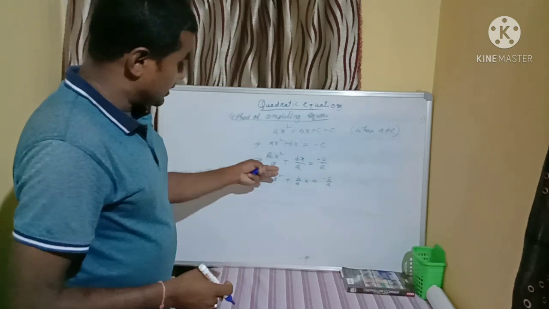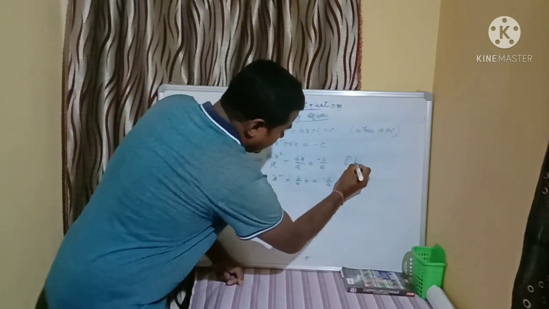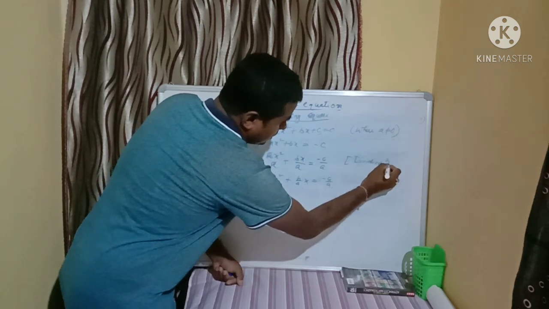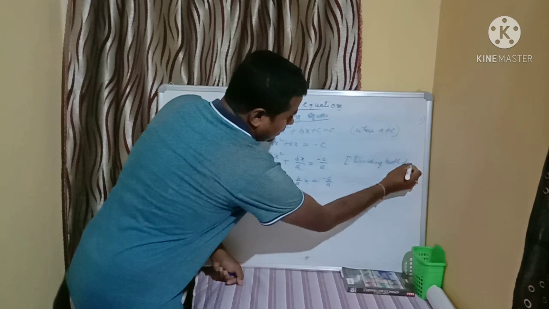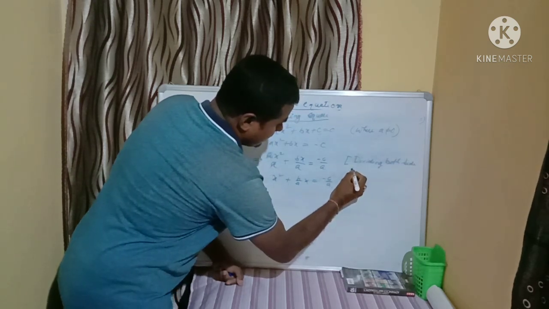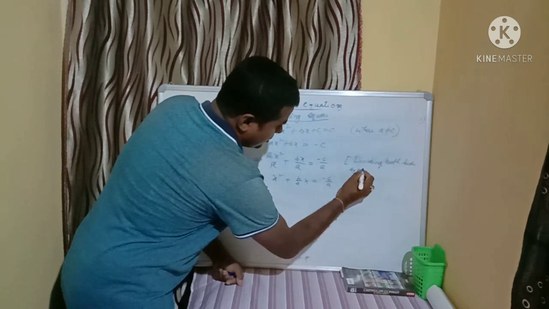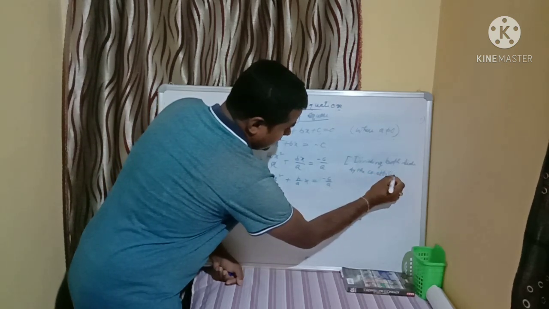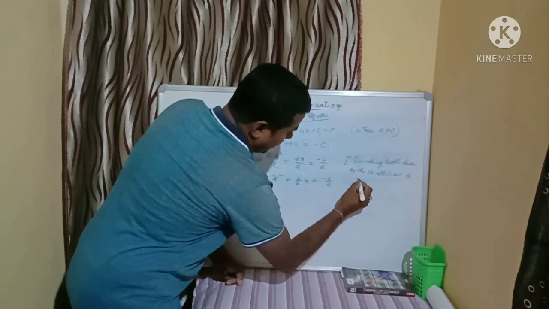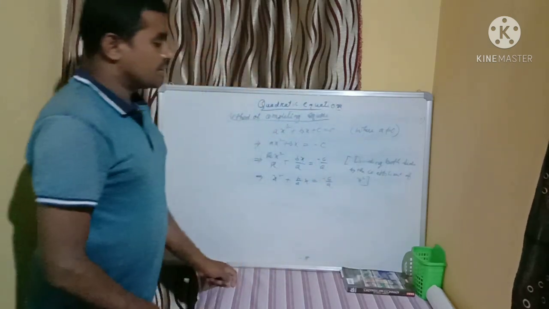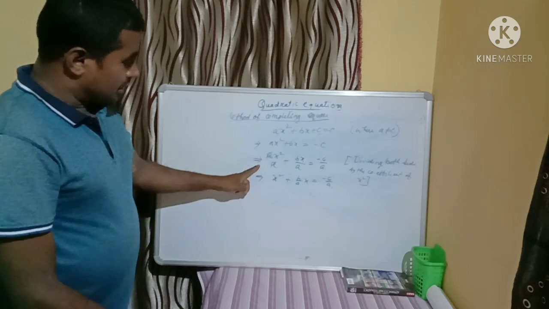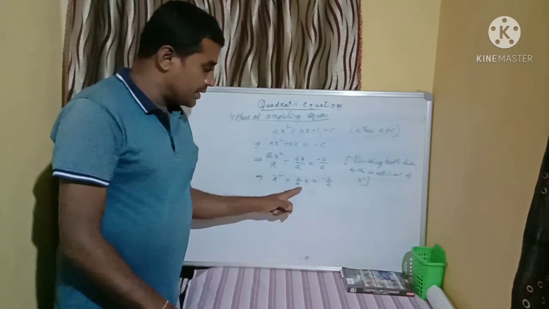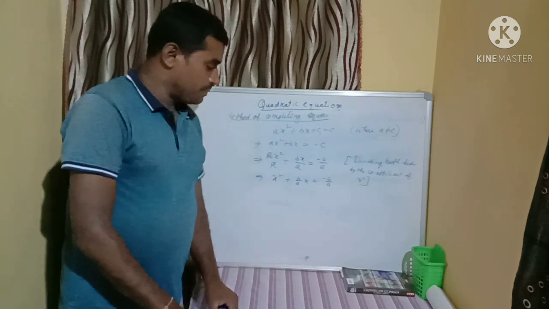Okay, so after dividing, here you write: dividing both sides by the coefficient of x square. Okay, so now we get x square plus b by a x equal to minus c by a.